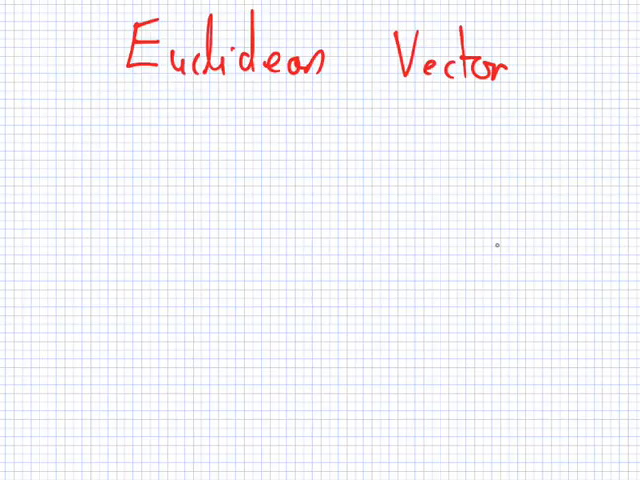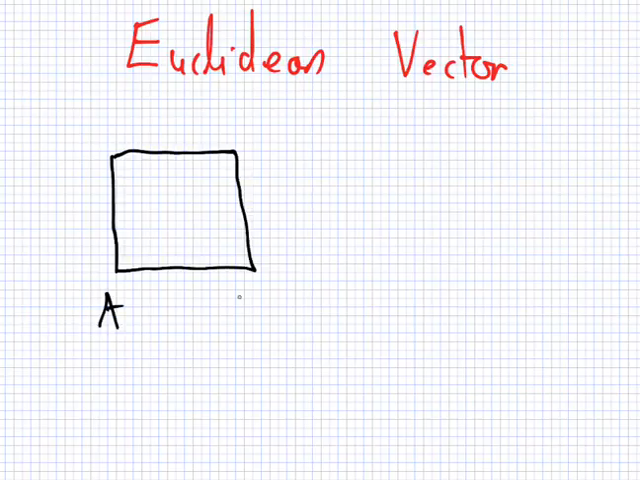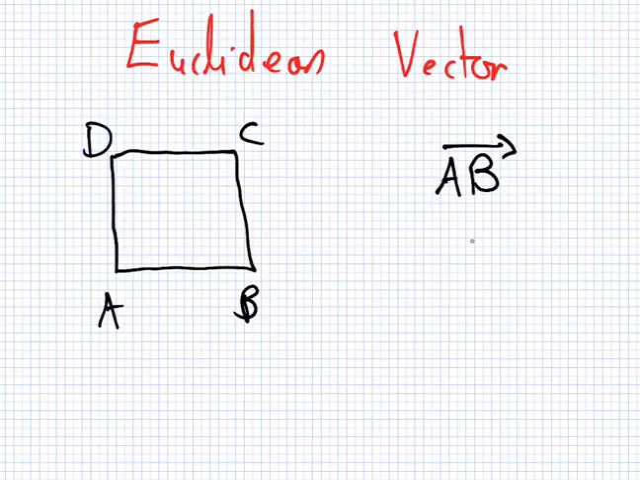Anyways, Euclidean vector is a more precise way of drawing our vectors, and it's by using shapes. So for example, if I have a square and I call the corners A, B, C and D, when I write AB with an arrow above it, what vector do you think that represents? A to B. Yeah, that means this vector, A to B.